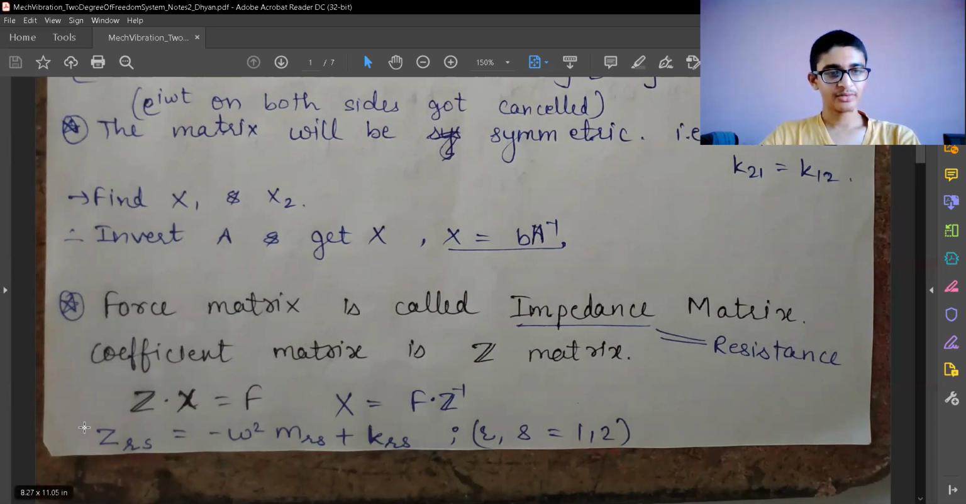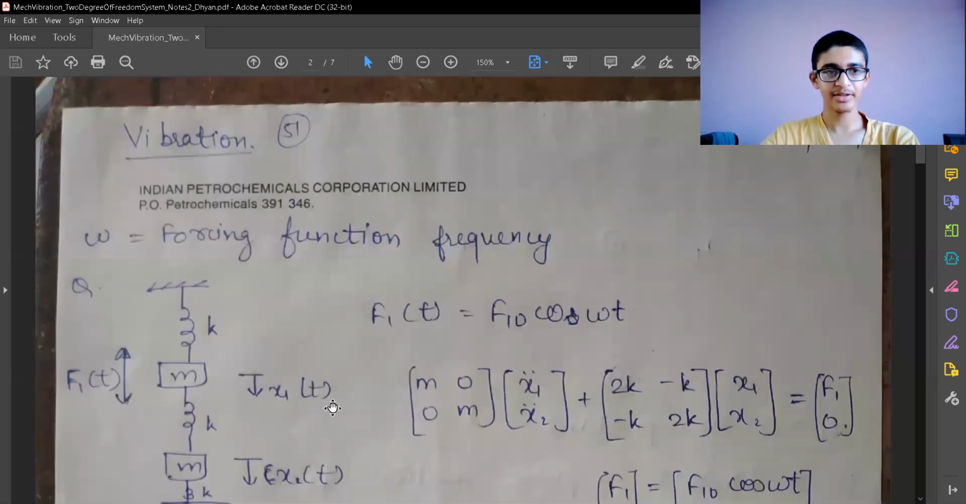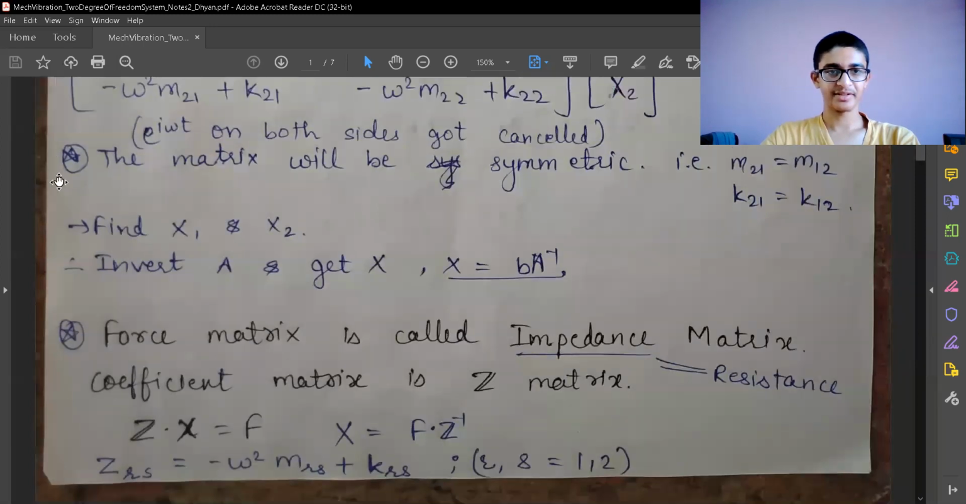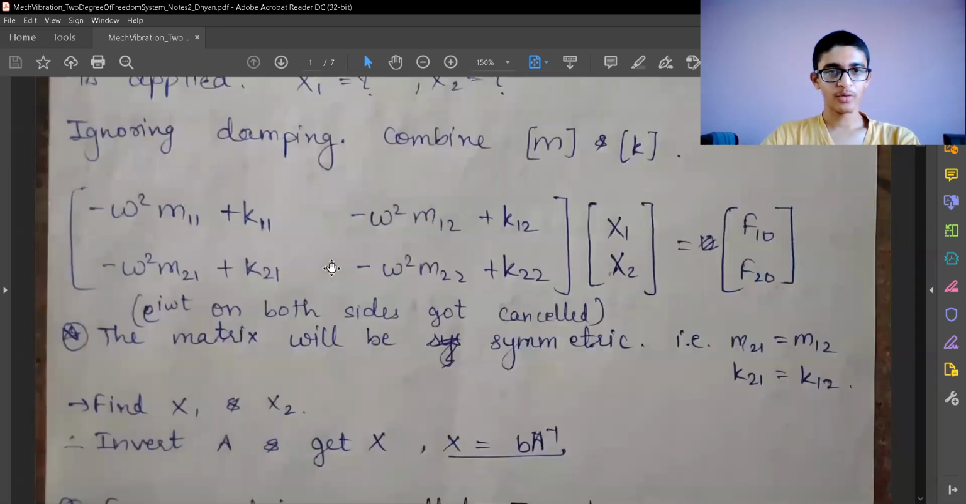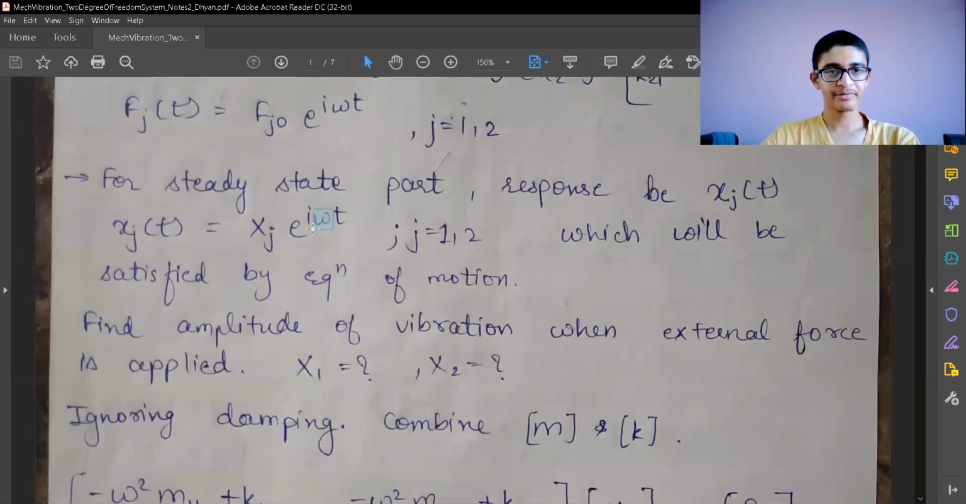In general, the elements in the coefficient matrix are represented like this, where r and s are changing for a 2 degrees of freedom system from 1 to 2. For a multi-degree of freedom system, let's say we have n degrees of freedom, r and s will change from 1 to 2 to n. So this is the general representation: Zrs is equal to minus omega square Mrs plus Krs, and Krs is equal to Ksr, Mrs is equal to Msr. That is because of the symmetry. And that omega which is coming here is the forcing frequency.